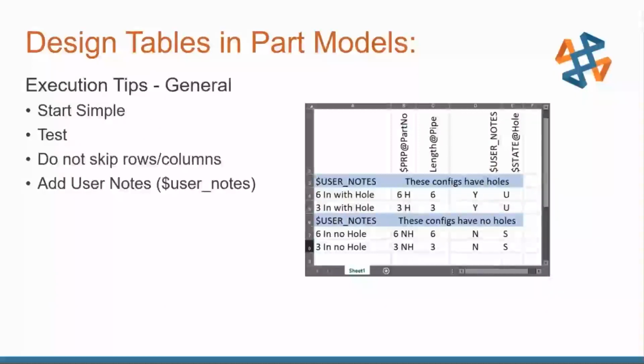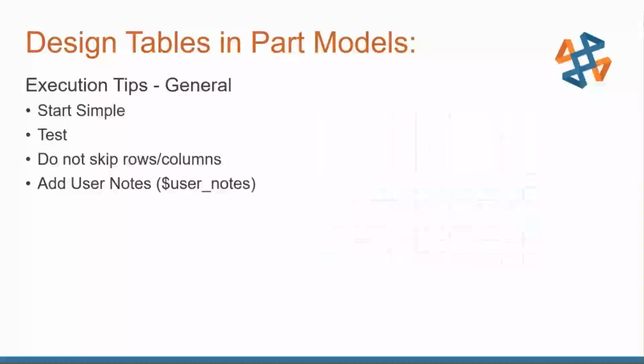So if you do need to skip a cell, there you can see two rows, $user_notes. These configs have holes versus no holes. Notice there's no spaces. It must be user_note. So this kind of rolls back to one of my initial slides. Syntax is very, very important.